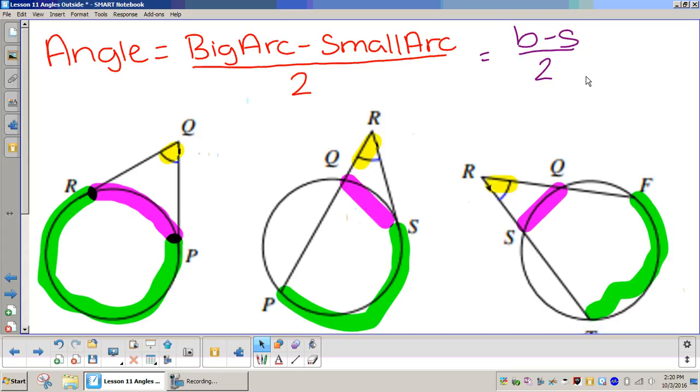So if you're writing the formula every time like you should, you can just use b and s instead of big arc, small arc. So if I'm going to measure the green arc and the purple arc, the big and the small one, I can plug them in here and find the angle.